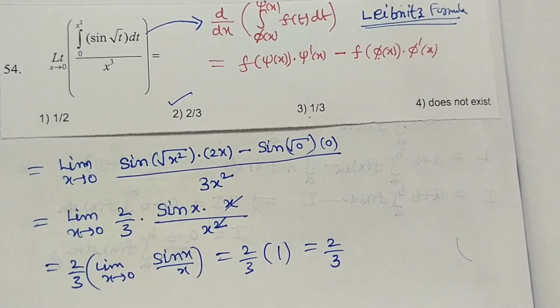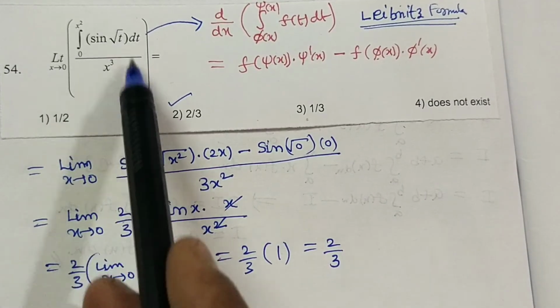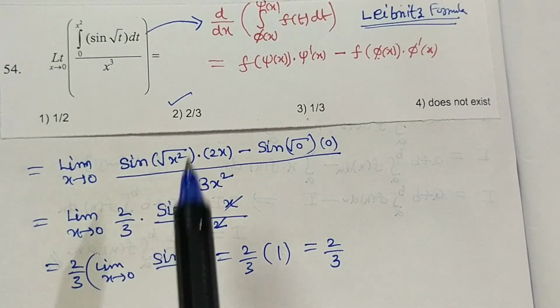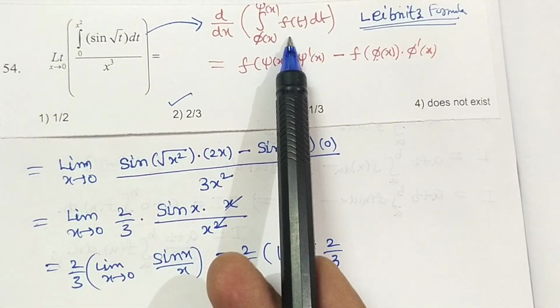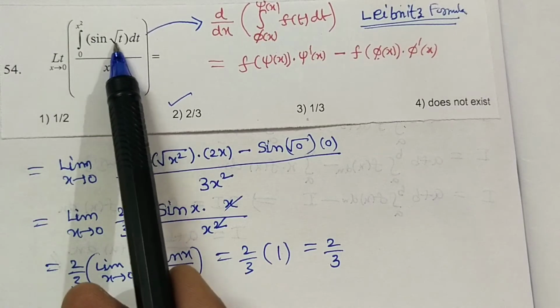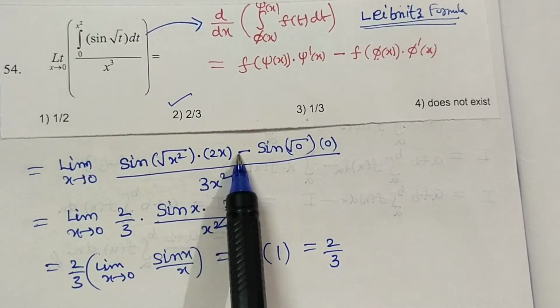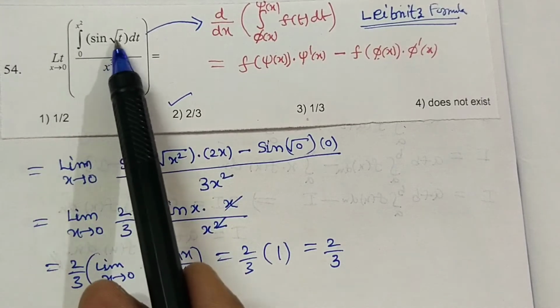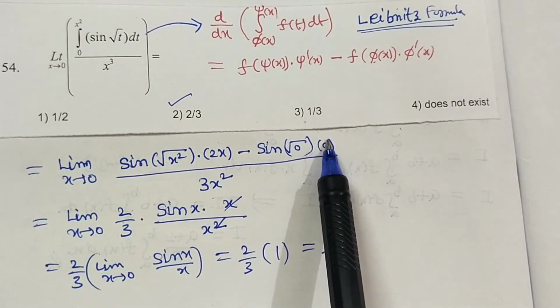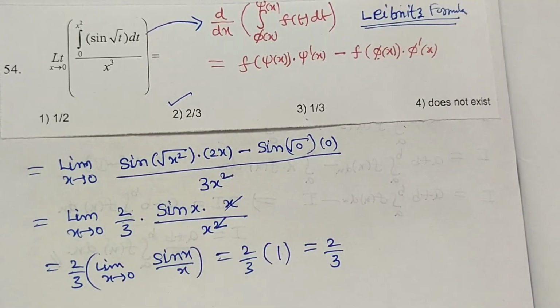So once again I'll explain. Whenever we are getting an indeterminate form, for the numerator you have to apply the Leibniz formula. Wherever t is there, you have to replace it with the upper limit. Sin root t is x square, into x square you have to differentiate, 2x, minus lower limit sin root 0, again 0, derivative is 0, by x cube, derivative is 3x square. After that simplification and applying the limit formula, we will get the answer. We will move to the next question.